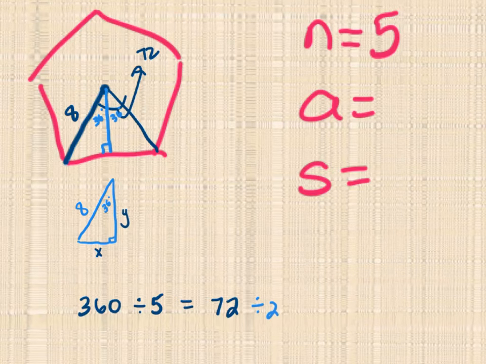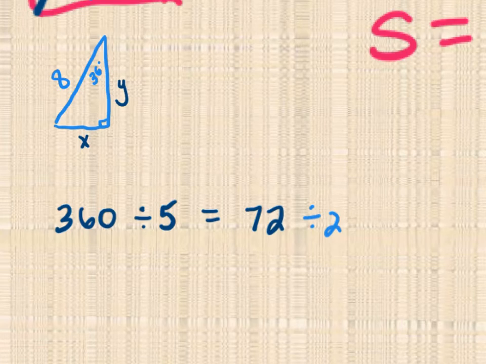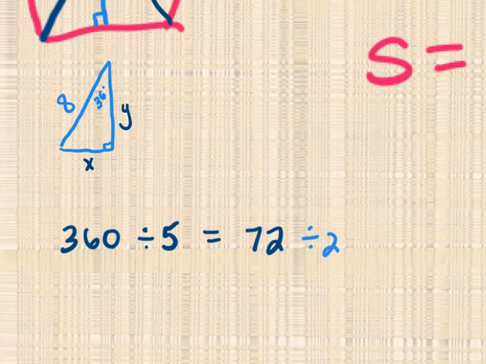How could I find that? Let's say I want to solve for x first. Where's the x with respect to the 36? It's opposite. Where's the 8 that I'm given? The 8 is the hypotenuse. So what trig function is opposite over hypotenuse? Sine. So I'm going to say the sine of 36 equals x over 8.